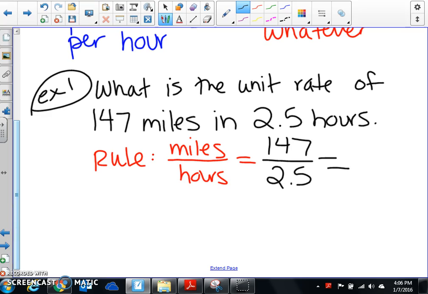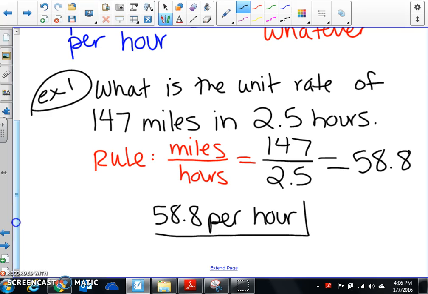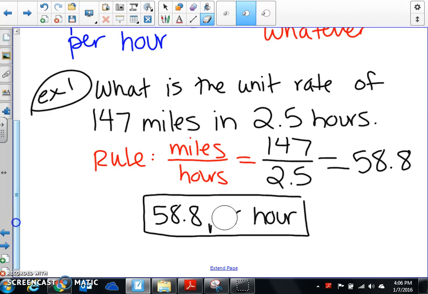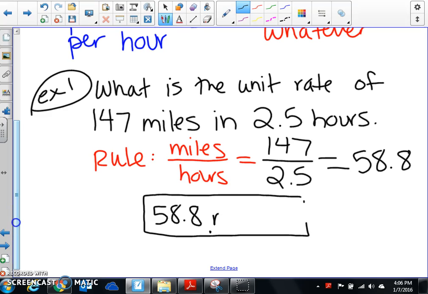Let me go grab my calculator. So now I just go ahead and divide. So I would say, okay, 147 divided by 2.5 is 58.8. So my answer would be 58.8 per hour. Okay, miles per hour. Sorry, not per hour, mph. Miles per hour. Okay, here's the next one.